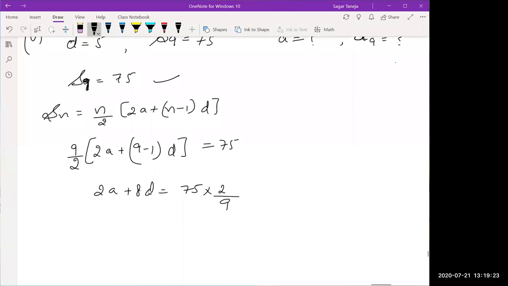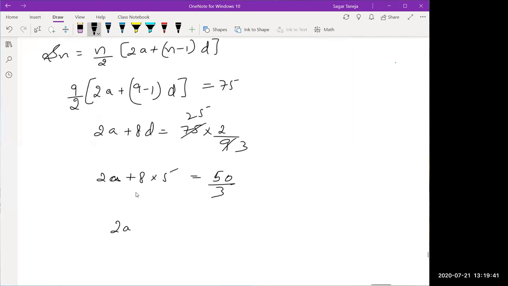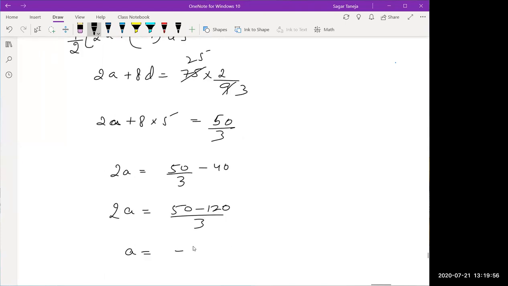Now d value is given, that is 5. So put the value of d here now, it is equal to 2/9 times 75, which is 50/3. Then it is 2a + 40. 40 will go that side and it will get subtracted from this. So finally it equals 50 minus 120 upon 3, and the value of a will be minus 70 upon 3, into this 2 will come this side, and it is equal to minus 35. So a is equal to minus 35 by 3.